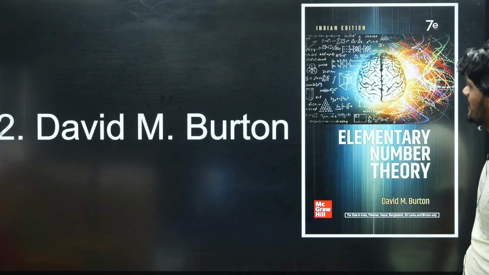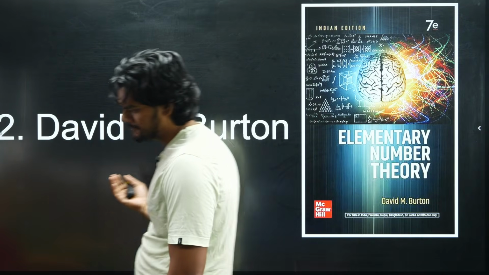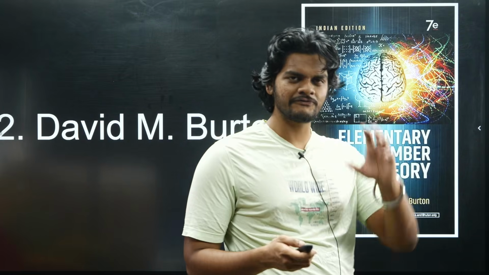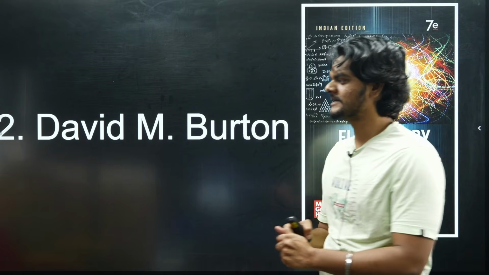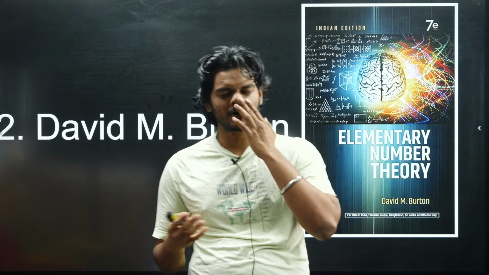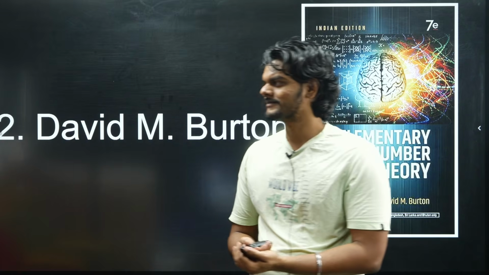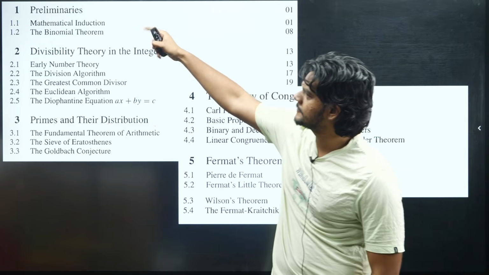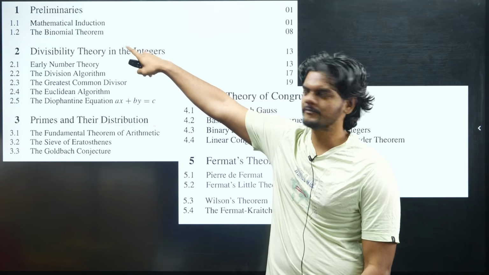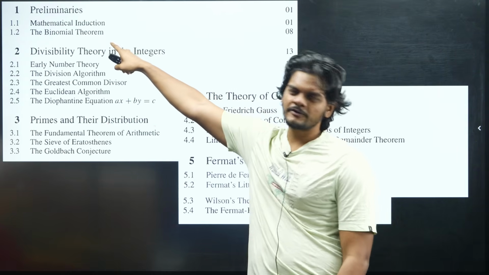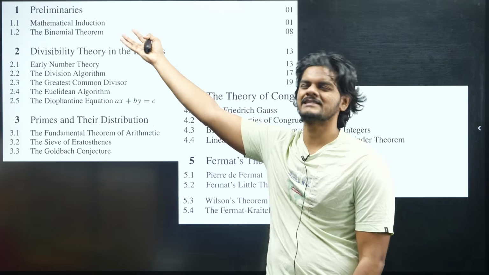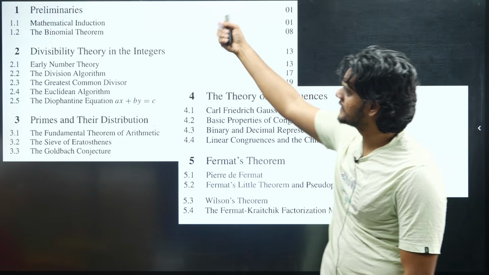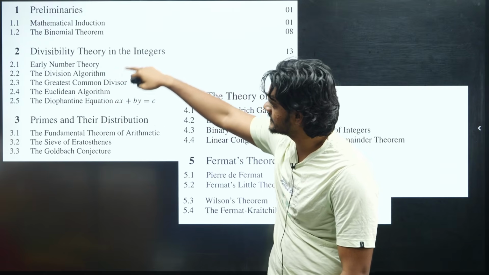So David Burton, the gold standard again, a very famous book, but only the first few chapters are helpful for you. The rest of the chapters are kind of advanced. It's not kind of, it's very advanced. So you should know that before you begin. Which chapters are important for you? The preliminaries, of course. Binomial theorem, that comes under permutations and combinations, but you can just have a look. We will also talk about it later. Mathematical induction as a method, so that is preliminary, but this is where the theory starts.